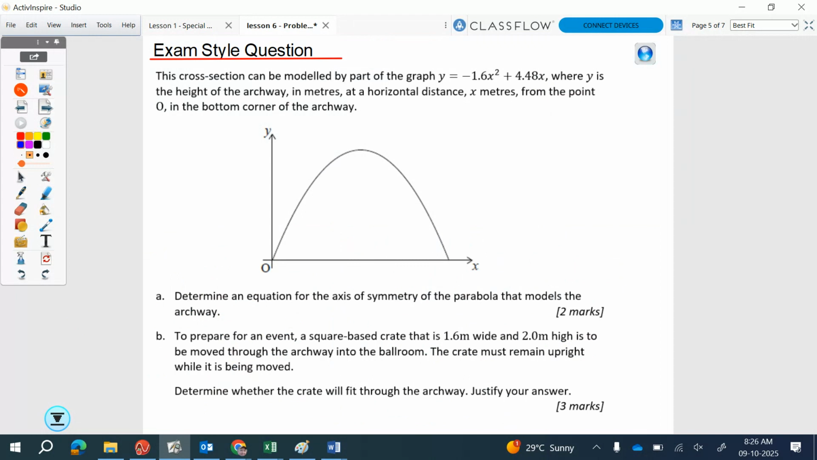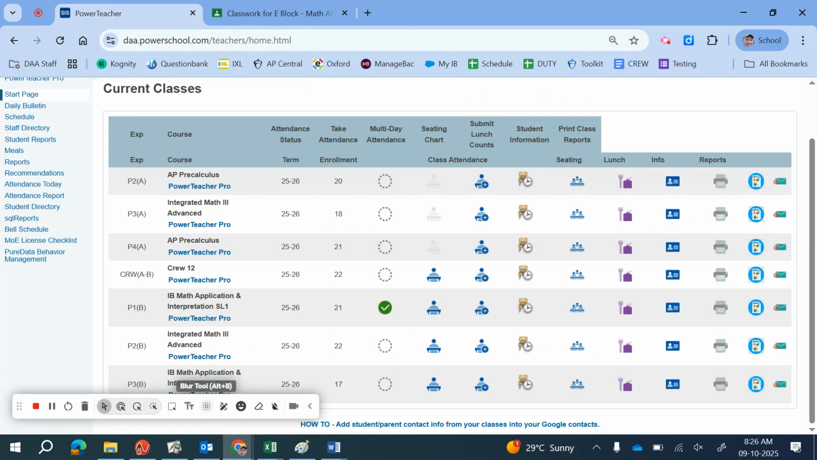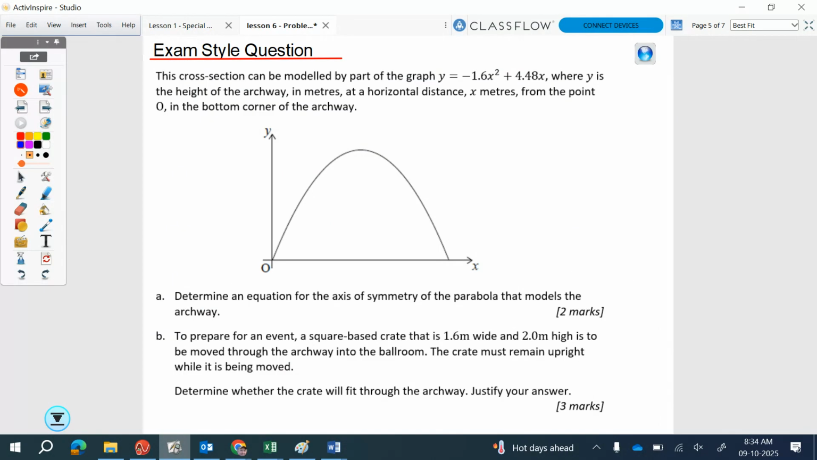Okay, our last question, exam style question. Take 5 minutes to have a go with this question. Alright, so this is a very typical exam type question that you're going to come across. This is a question you've not seen before, definitely not seen anything quite like this, and it requires a bit more problem solving in order to achieve. Part A is easy. Part A is very straightforward. So we need to determine the axis of symmetry of the parabola that models the arc. We're given the function here.